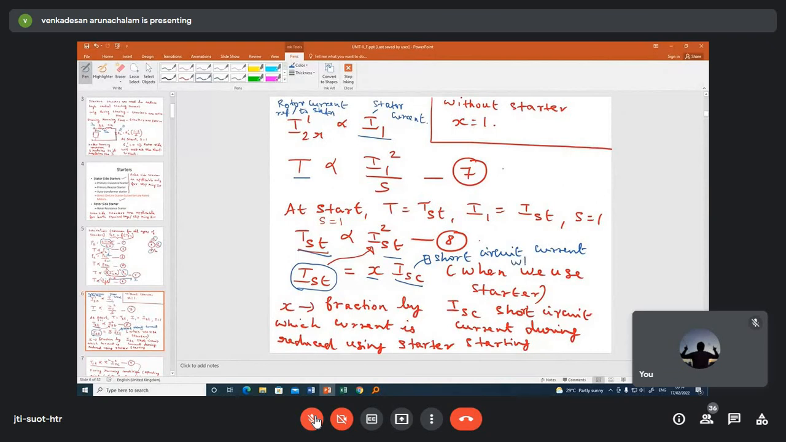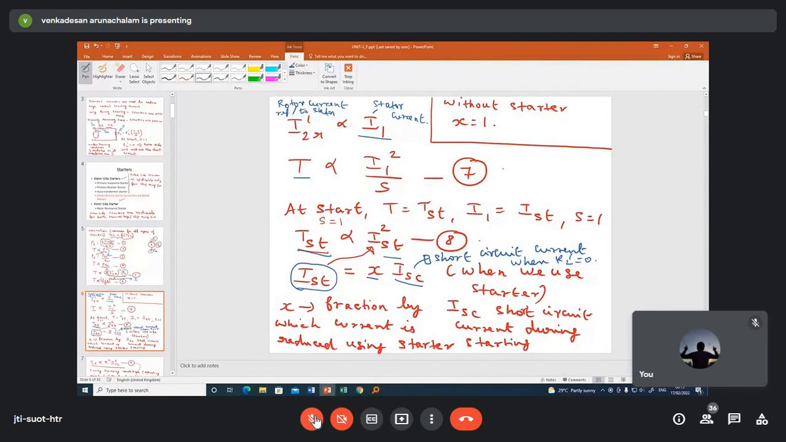Short circuit current is nothing but the current when the load resistance becomes zero. During starting time, the load resistance becomes zero, so that is the short circuit current. When we use a starter, the starting current becomes X times the short circuit current. And X is the fraction by which the current is reduced using the starter.